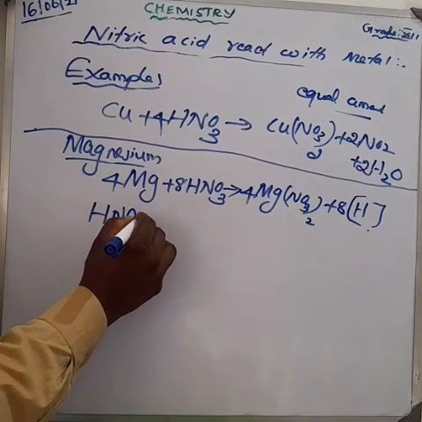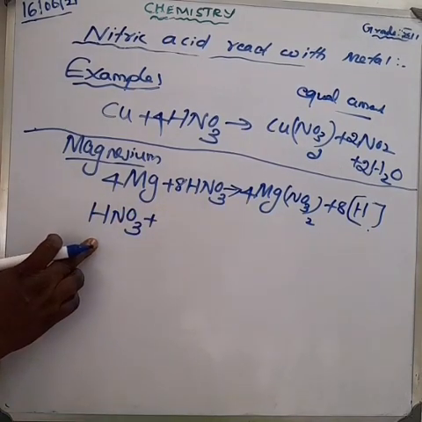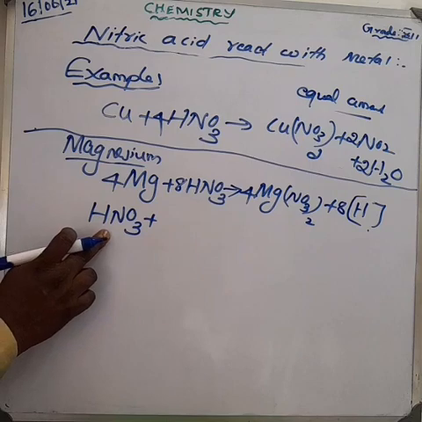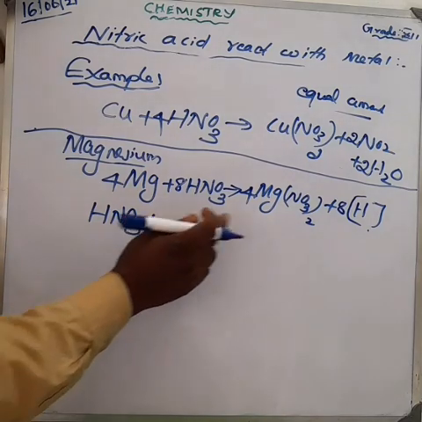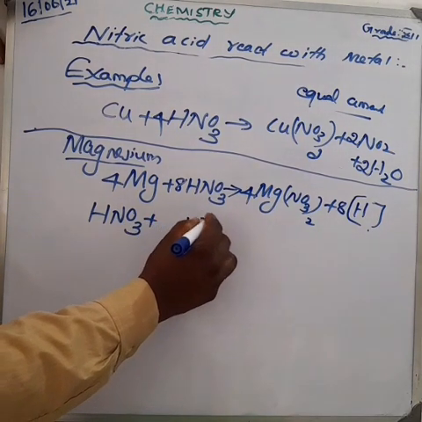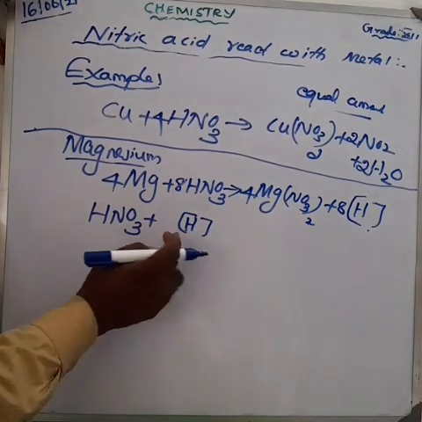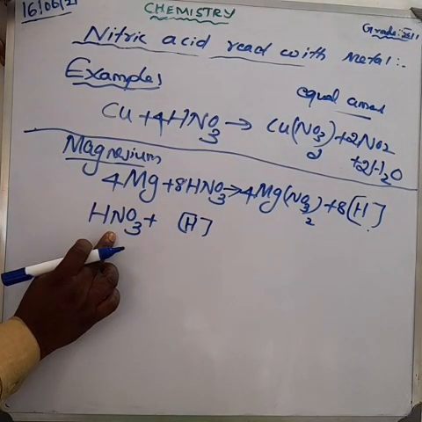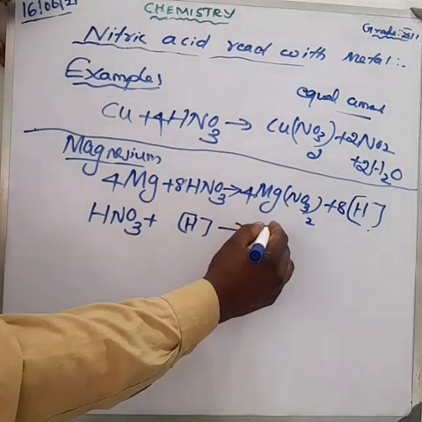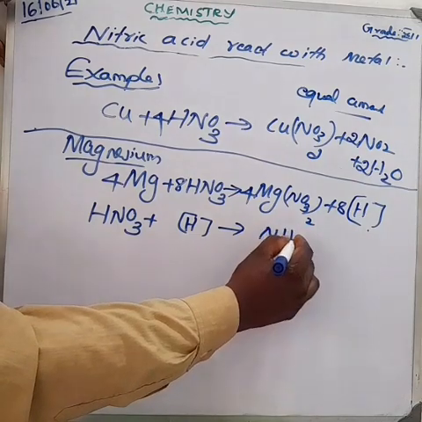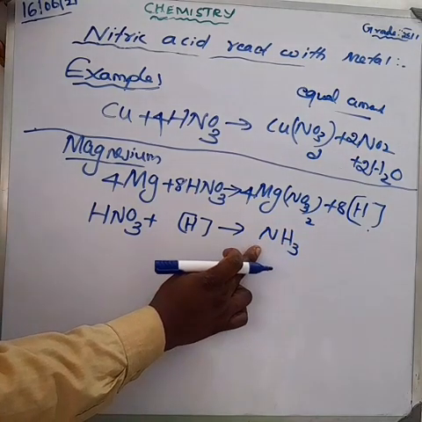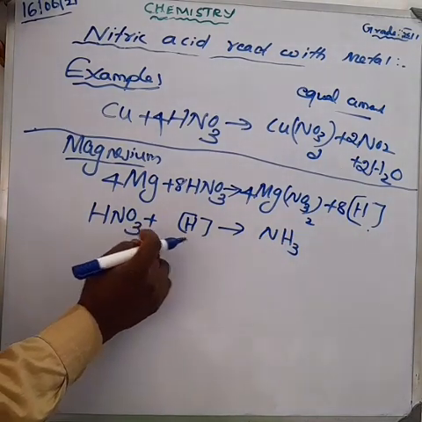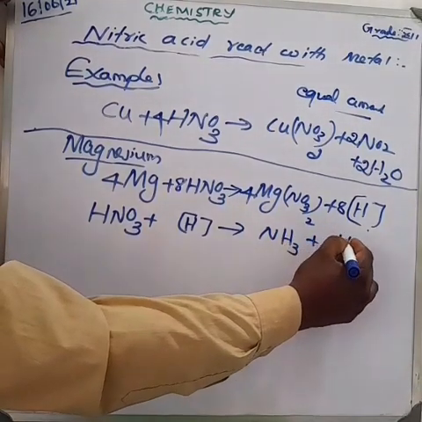Next about nitric acid, HNO3: the nascent hydrogen reacts with unreacted nitric acid. That's the concept. Nascent hydrogen reacts with unreacted nitric acid in the secondary step. So we give our reduction products. What is that? Ammonia, NH3, and we get water molecules, H2O.